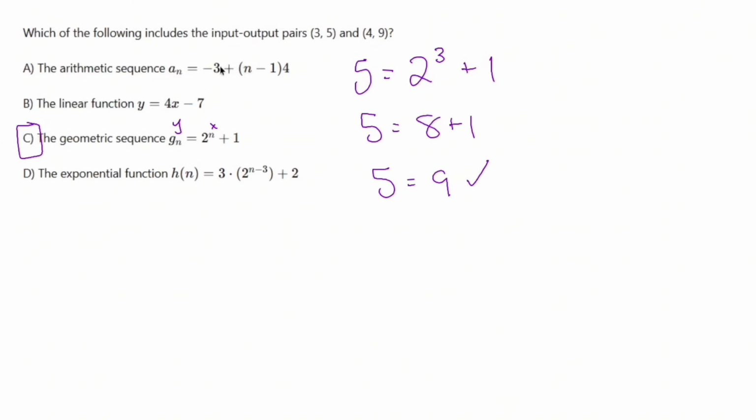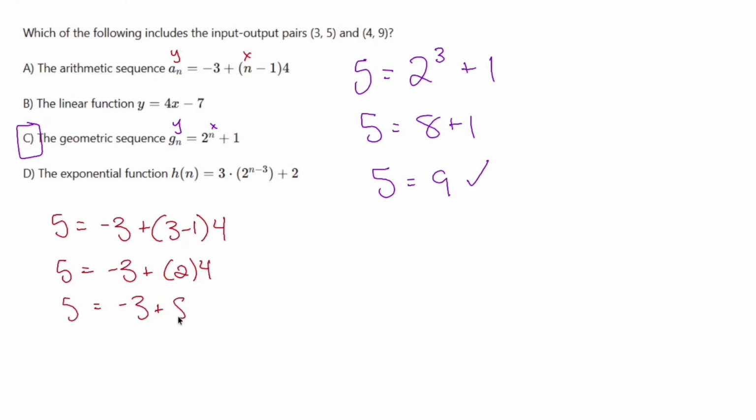How about we try A? The output would be my y, the input my x. So if I plug in 3, I should get 5. So 5 should be equal to negative 3 plus (3 minus 1) times 4. 5 should equal negative 3 plus 2 times 4. 5 should equal negative 3 plus 8. 5 should equal 5. Yes, sir.